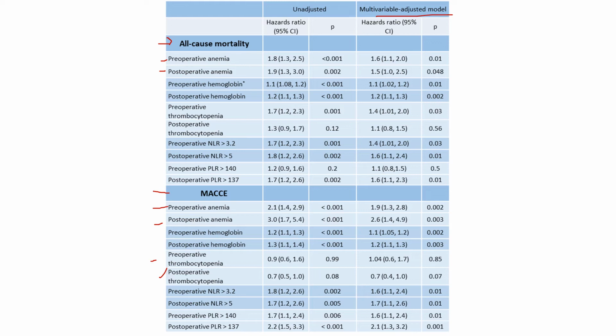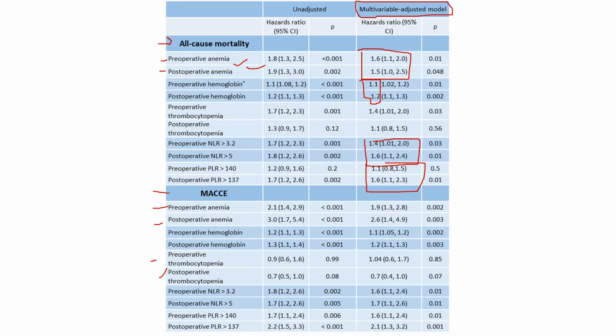In the adjusted multivariate model, pre and post-operative anemia had 1.1 and 1.2 hazards ratio, which was significant but not that good. But significant association was found between pre and post-operative anemia with a hazards ratio of 1.5 and 1.6 with all-cause mortality. And also PLR and NLR with a hazard ratio of 1.4 and 1.6 and 1.1 and 1.6.